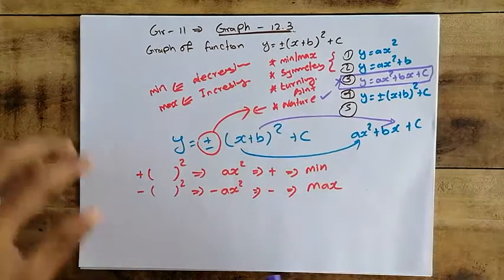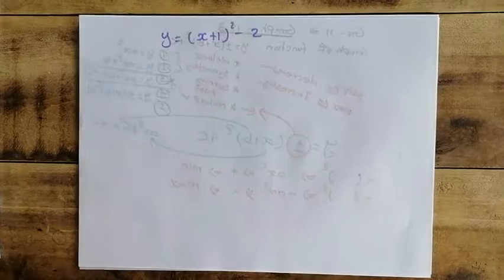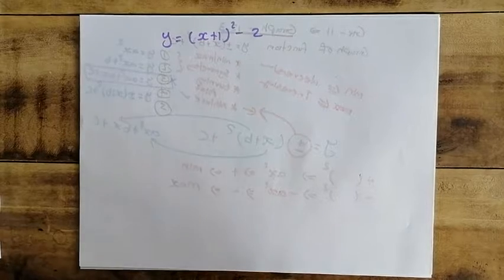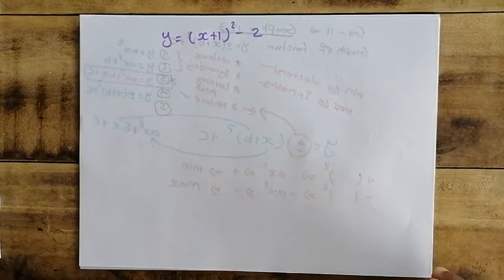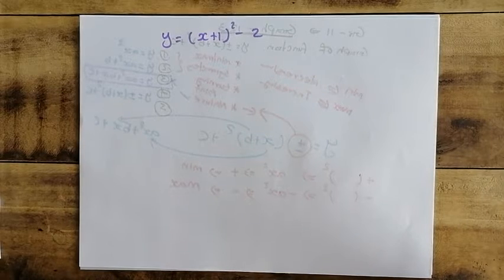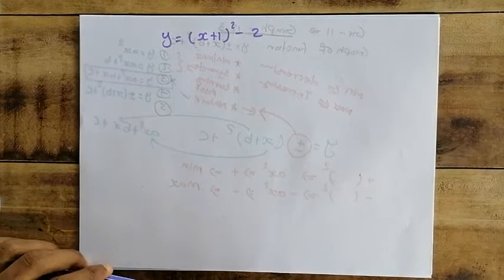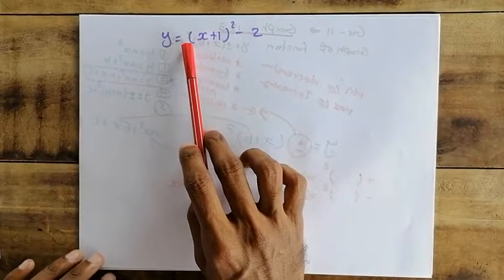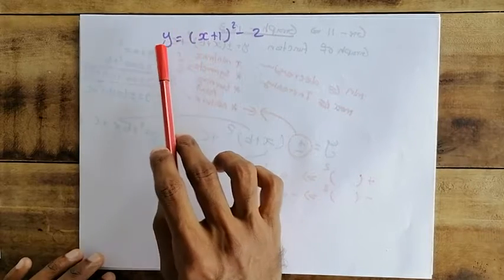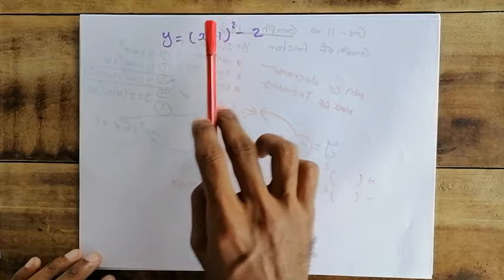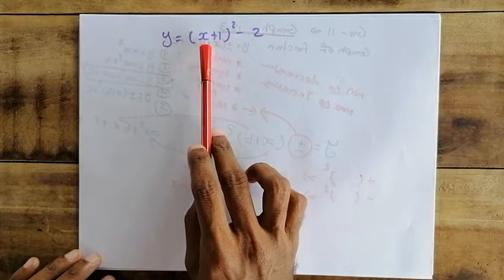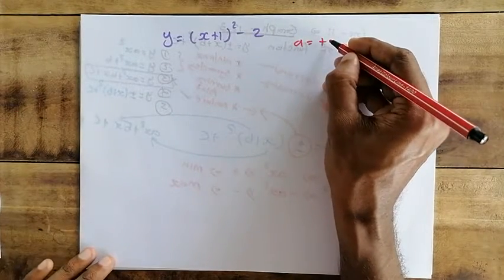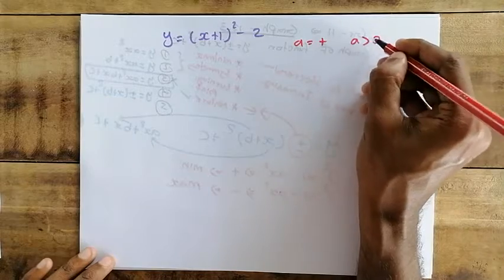Okay, we'll go. So the first equation on your example question is given as y equals (x plus 1) all squared minus 2. Okay, first check the sign before the binomial. You don't have a sign, so it's positive. When you expand the binomial, the coefficient of x squared will be positive. So a is going to be positive, or a is greater than 0.